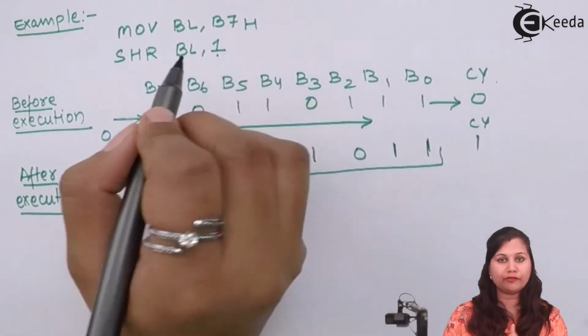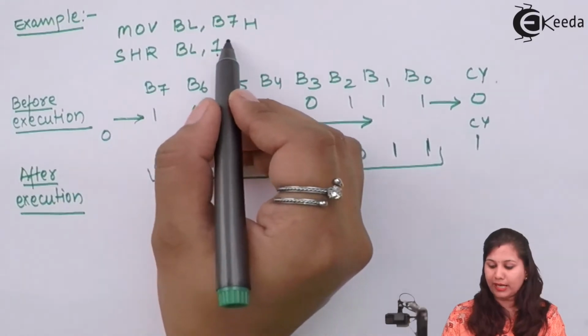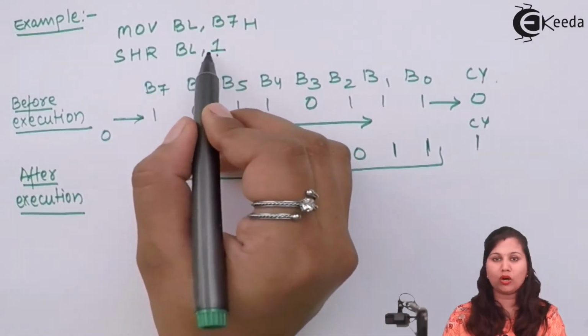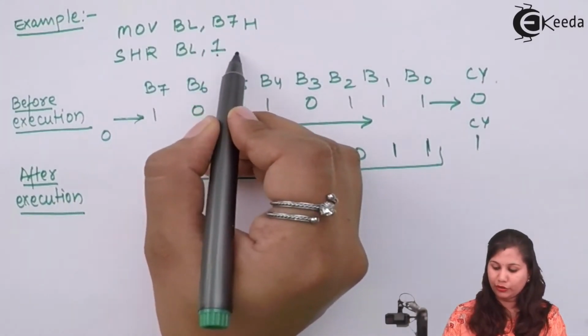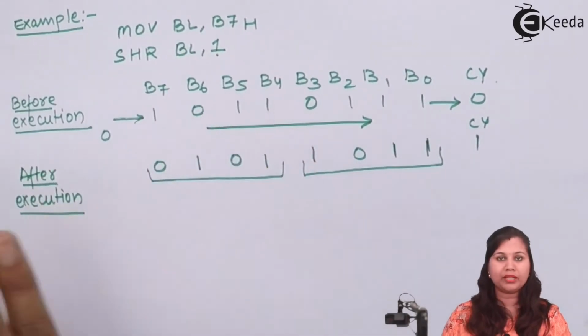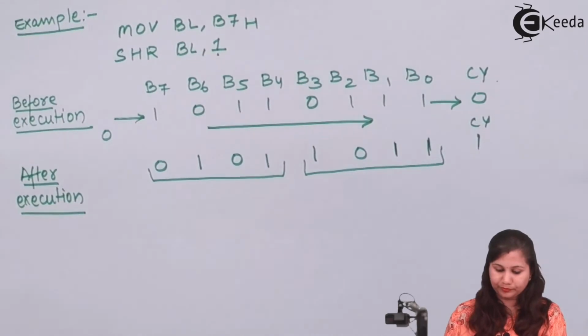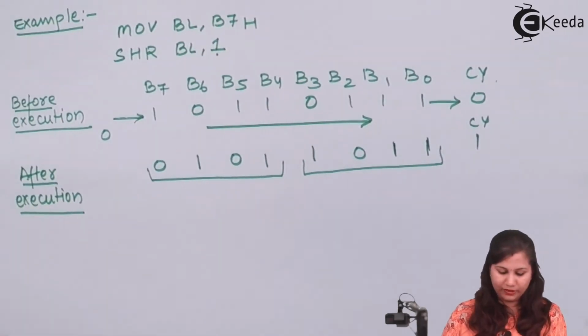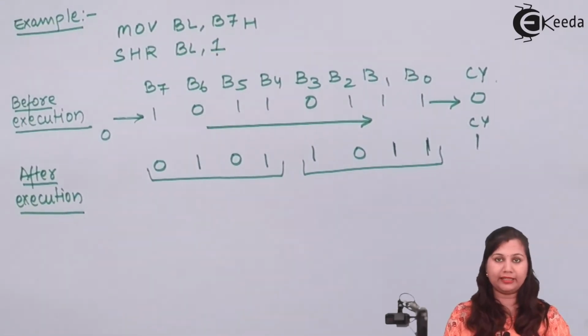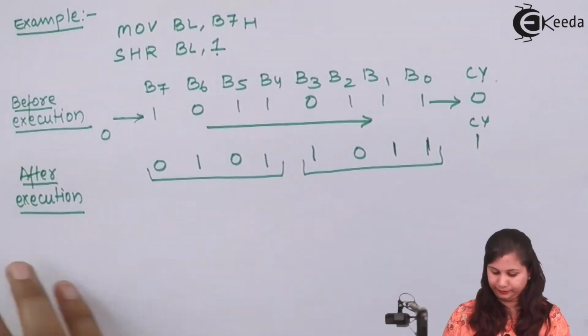Here we have to shift only one time because count is given as 1. If we want 2, then we can write 2 here and the bits will be shifted 2 times. Next instruction we have in the shift category is the SAR instruction.